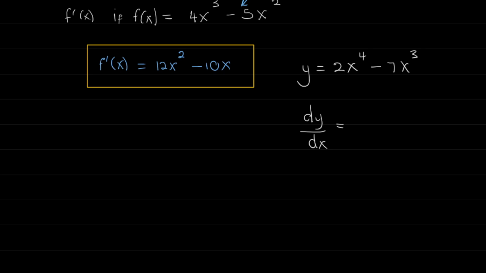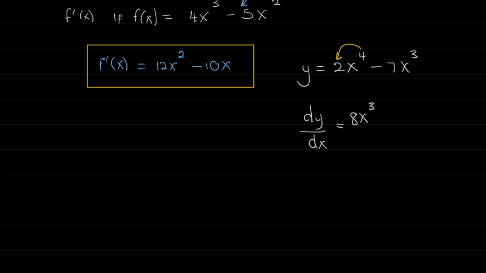First term, we've got 4 times 2 and 4 minus 1. So we've got 8x to the power 3. Take your time and let that one sink. Why did I get 8 and 3? Because I said 4 times 2, I got 8. I said 4 minus 1, I got 3. See how it happens? It's very easy.